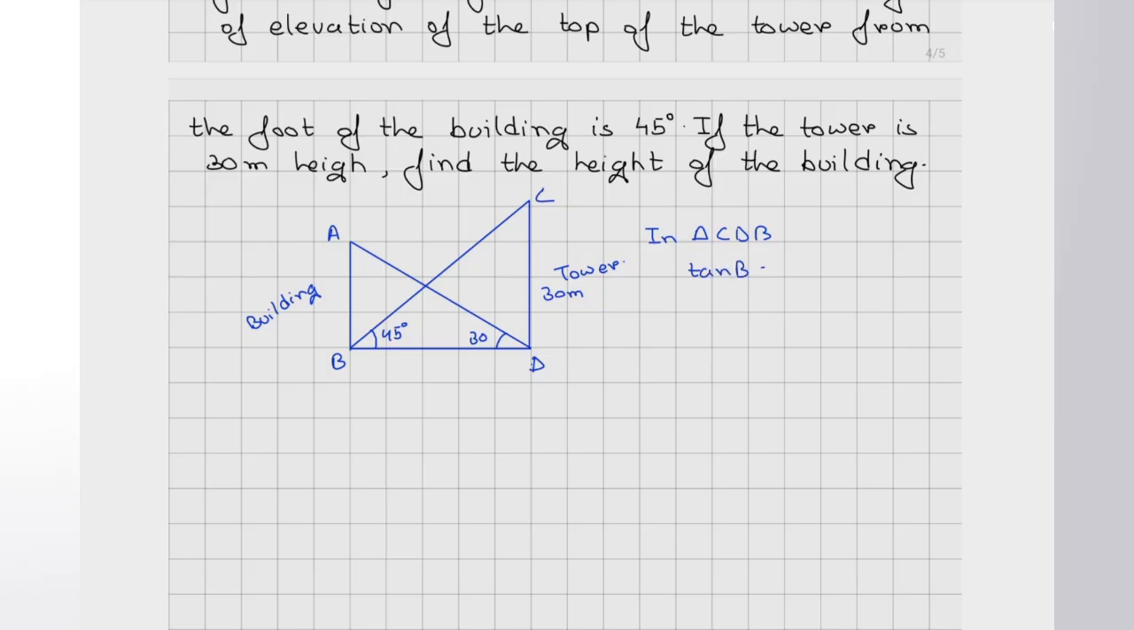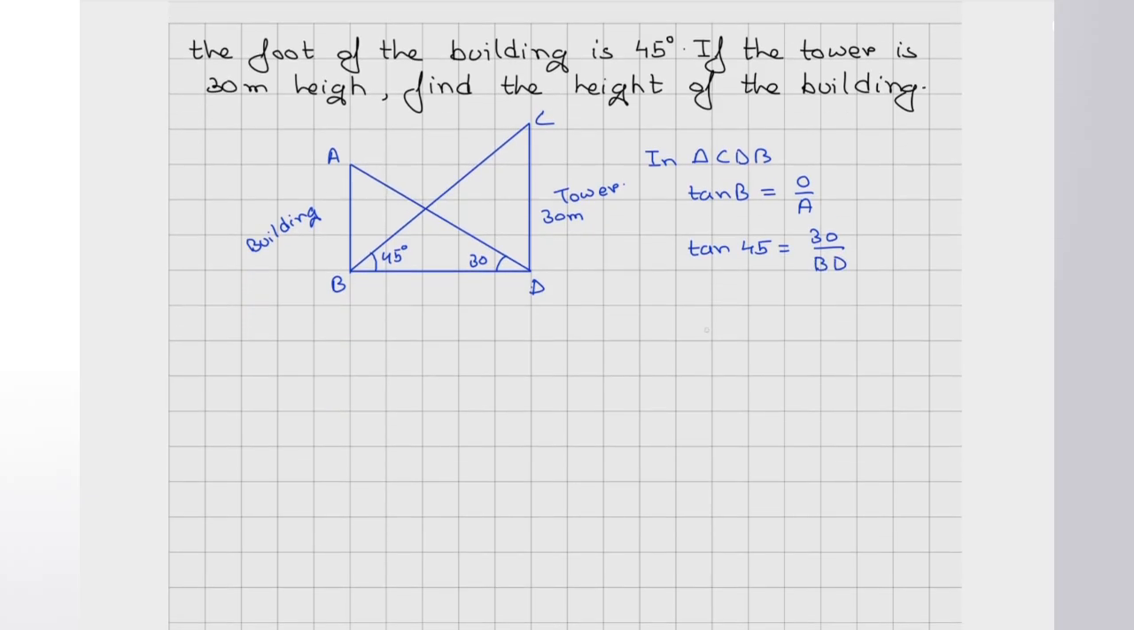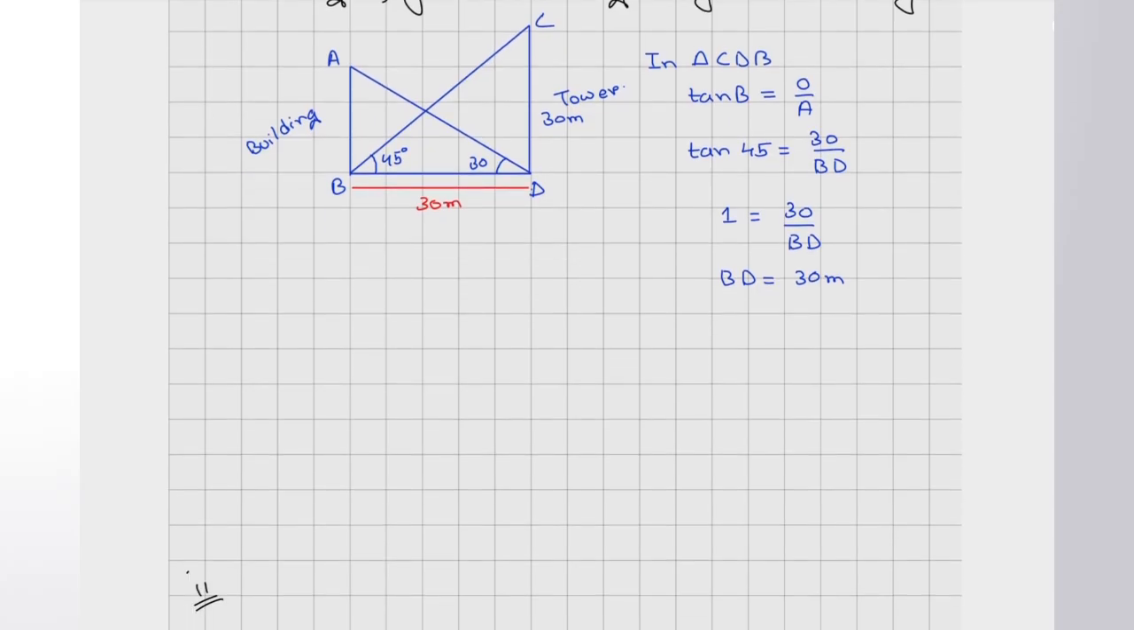tan B is equal to opposite by adjacent, tan 45 is equal to opposite का वैल्यू क्या है 30 बाई एडजेसेंट का वैल्यू क्या है BD। tan 45 का वैल्यू होता है 1 is equal to 30 बाई BD। तो क्रॉस मल्टीप्लाई जब मैंने किया तो BD का वैल्यू 30 ही आया, 30 मीटर। That means I have got this which is 30 meter. Now we'll move on to the building side, that is ABD triangle.